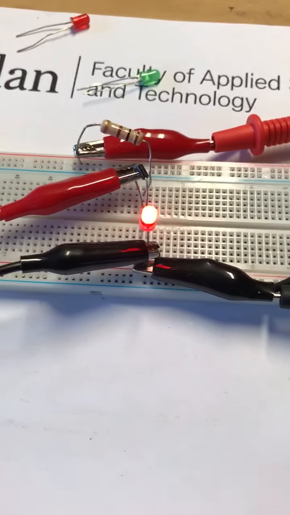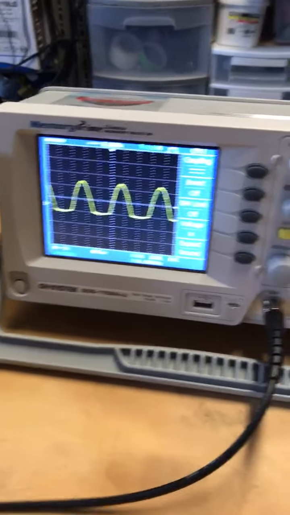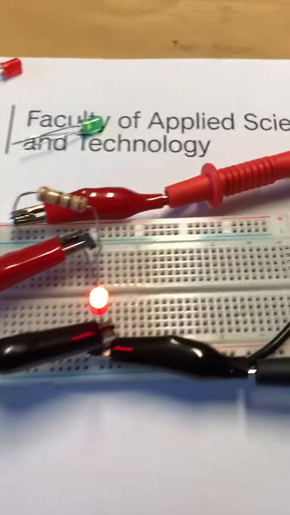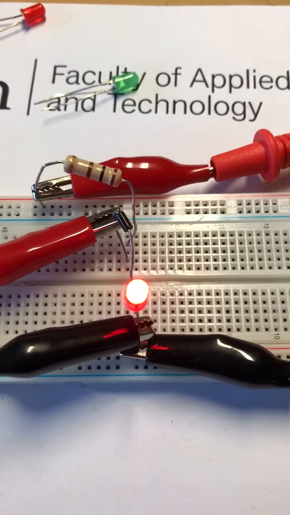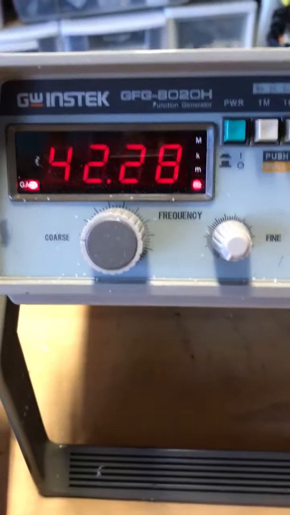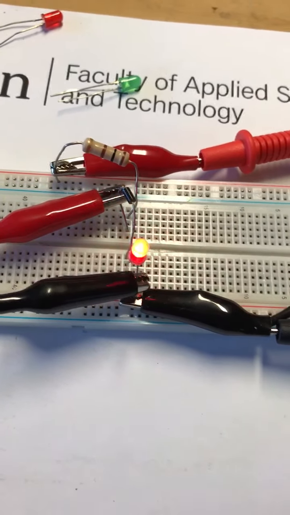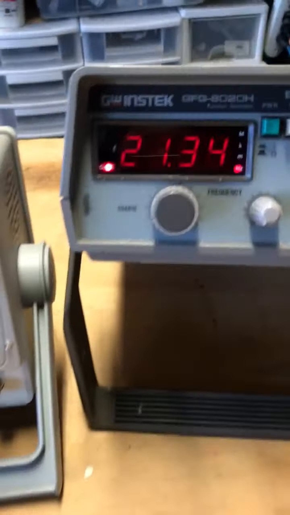Well, if I change the frequency, we should see something happen here on the scope, as we see it there. Now I look at the LED, and it's still doing the same as it was before, and I'm down to about 42 hertz. So I'm going to bring it down a little bit below. As soon as you get below 40, there we go. So it's starting to flash a little bit. So 21. We look at the frequency here.